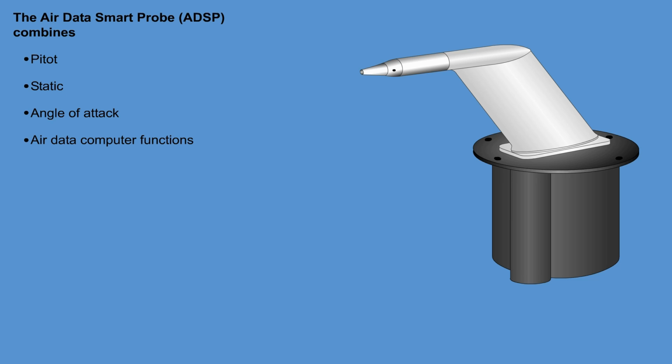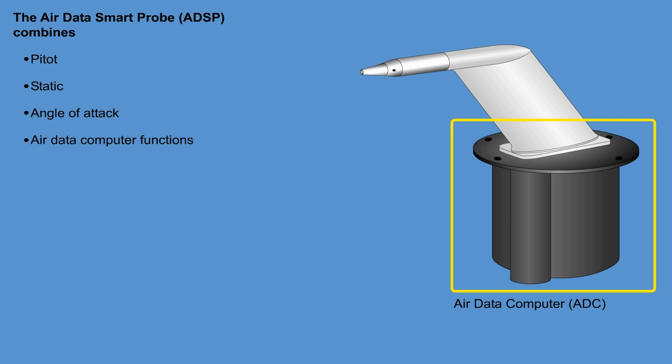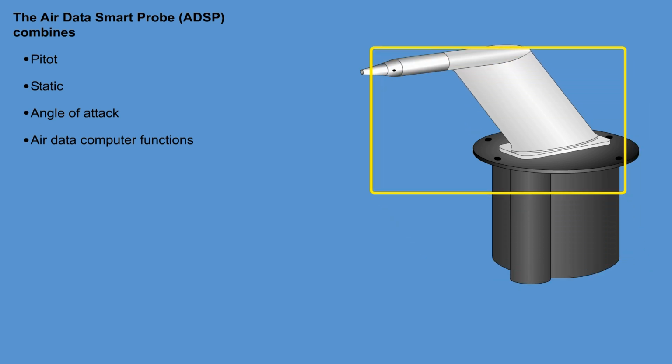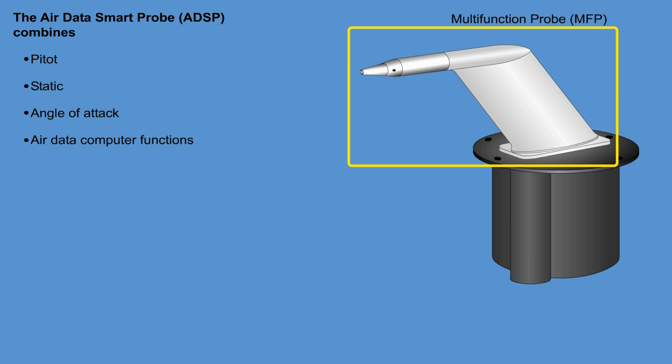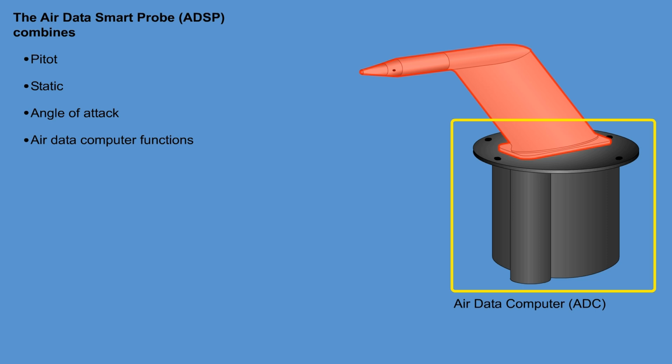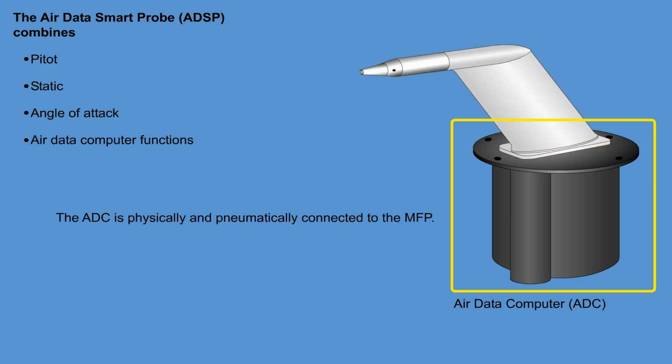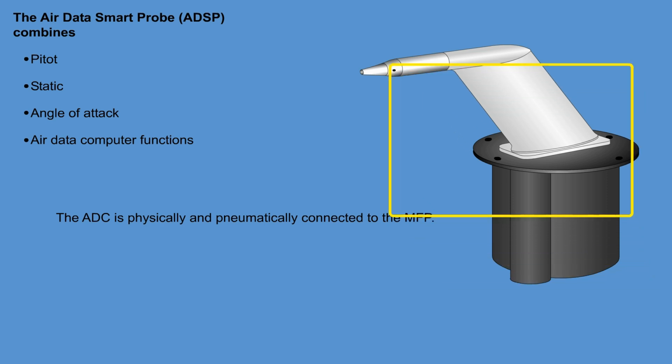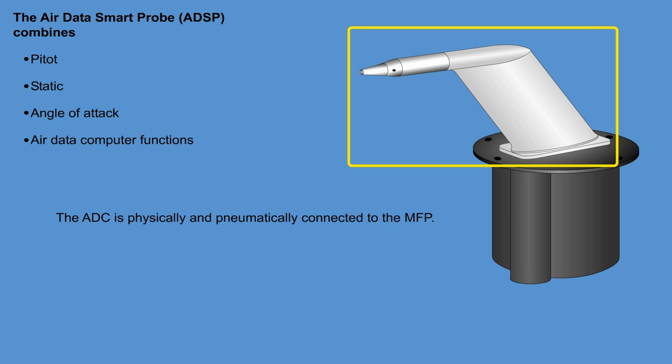dual-channel unit. It consists of an air data computer attached to a multifunction probe. The MFP utilizes a single heater element to ensure that the probe strut and head remain free of ice. The ADC monitors the probe current to detect any heater failures and actively controls the heater temperature. The ADC is physically and pneumatically connected to the MFP.